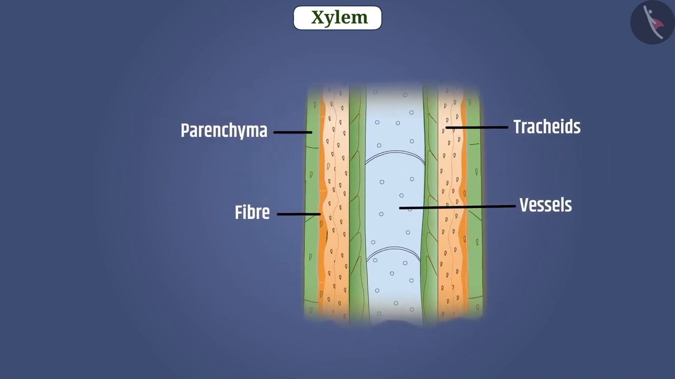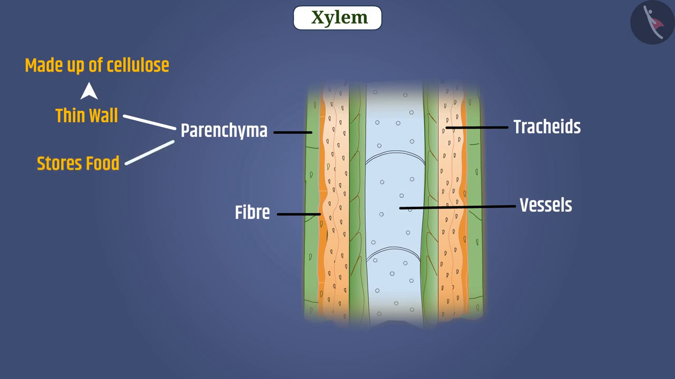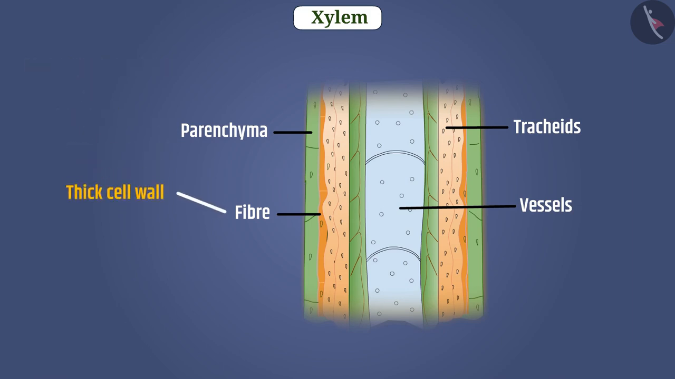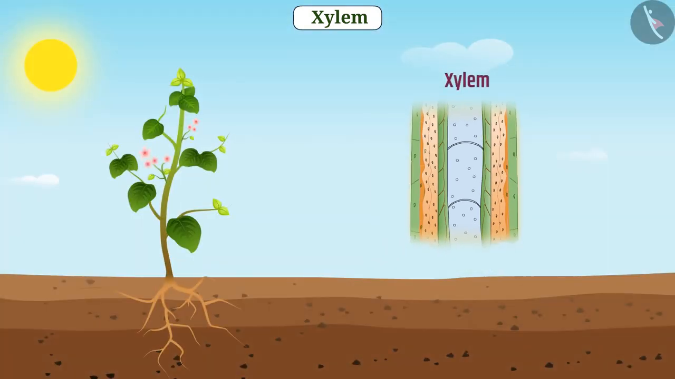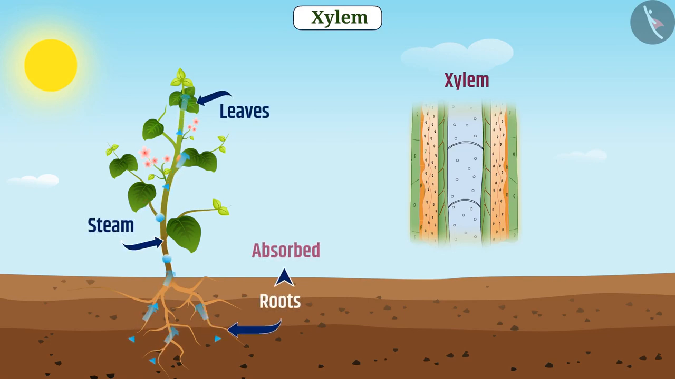The wall of xylem parenchyma is thin and is made up of cellulose. Xylem parenchyma stores food. The cell wall of xylem fiber is thick, and they mainly serve to provide mechanical support to the plant. Xylem transports minerals, salts, and water absorbed by roots to the stem and leaves.